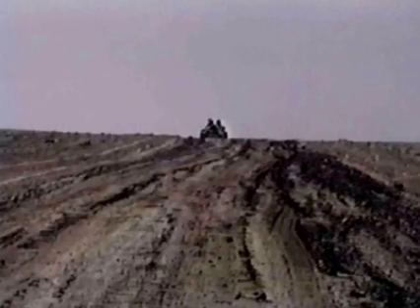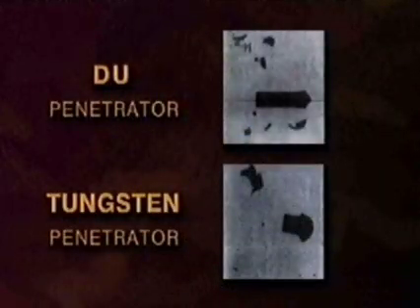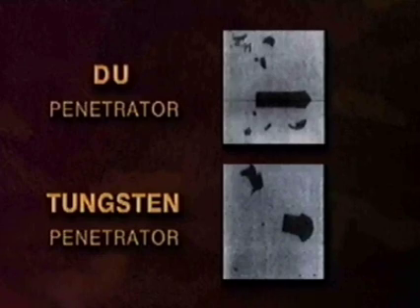Why do we use DU in armor-piercing munitions? Because it is extremely dense and self-sharpening, giving DU munitions superior penetration at extended ranges. Kinetic energy penetrators are most often made from DU or tungsten. DU's density and ability to self-sharpen when it hits armor rather than mushrooming like tungsten makes it the best choice for armor-piercing kinetic energy rounds.